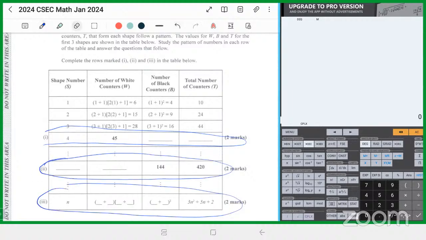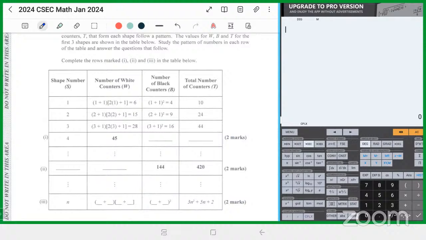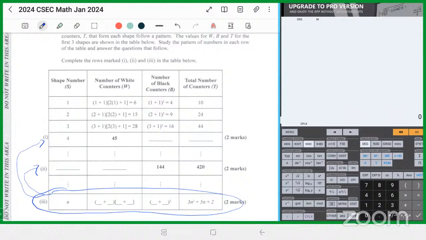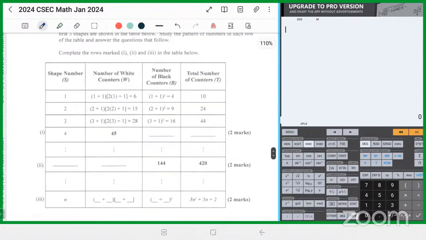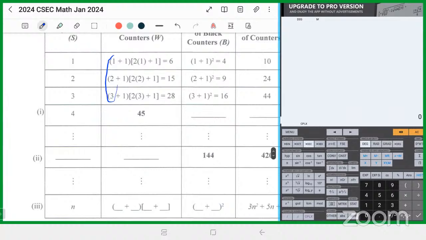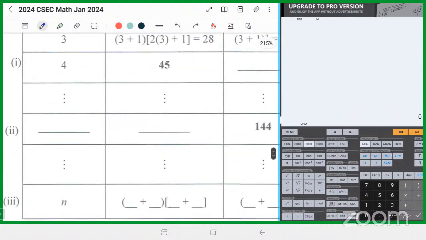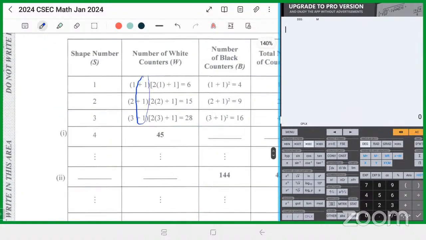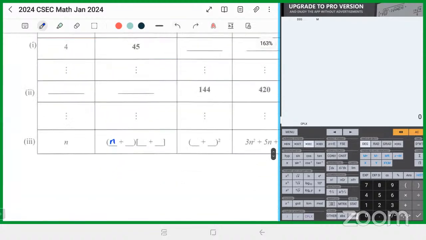All right, but I always prefer to complete the formula row first, because the formula row at times helps us to find the rows above. So I prefer to complete the formula row first. So let's do the first column, and I observe that the first value in that formula matches the shape number. All right, and here the shape number is n, so I'm putting an n right here for the first figure. And then here they keep adding 1 in that first bracket, so we're going to add 1 right here.